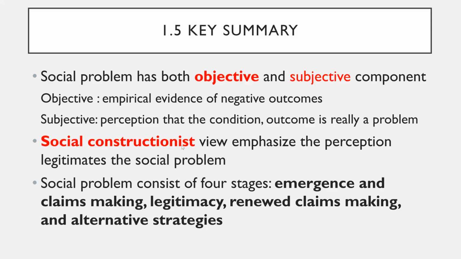However, some people or sociologists may see that, even though they may not have a strong perception, those social problems can be social problems because they are serious to some side of the people. So a social problem consists of 4 stages: emergence and claims making, legitimacy, renewed claims making, and alternative strategies.